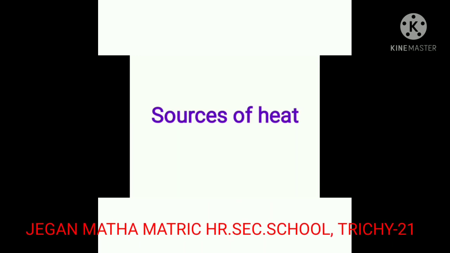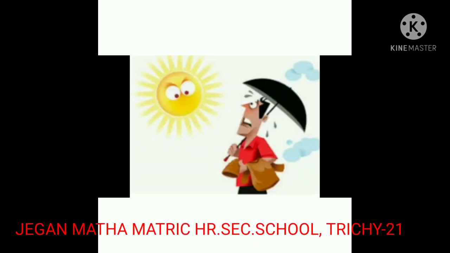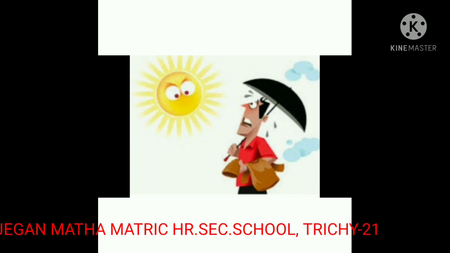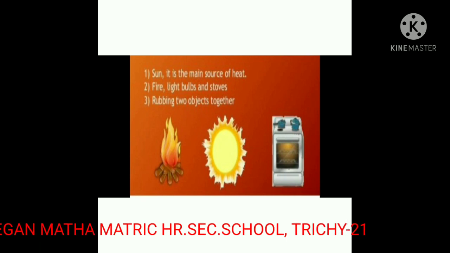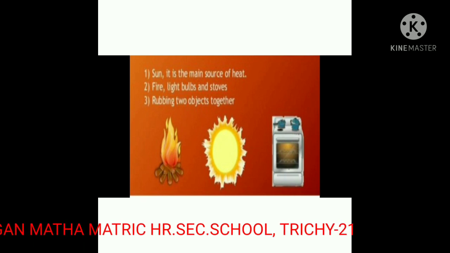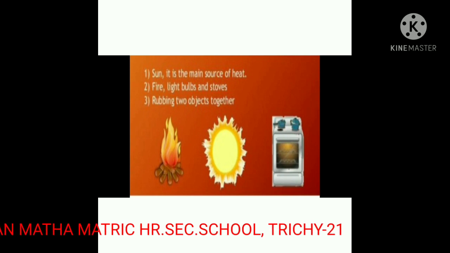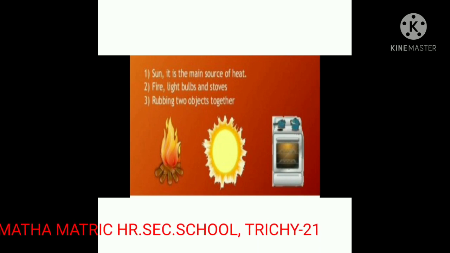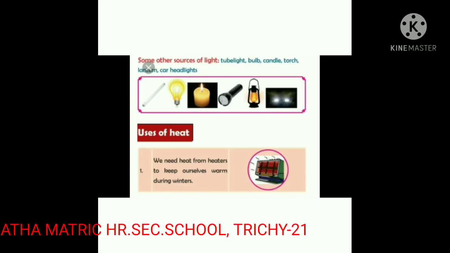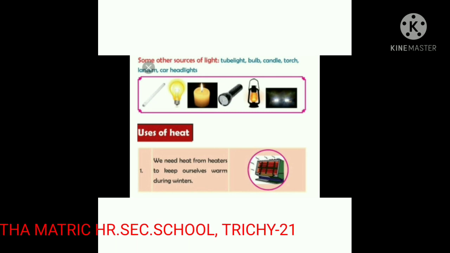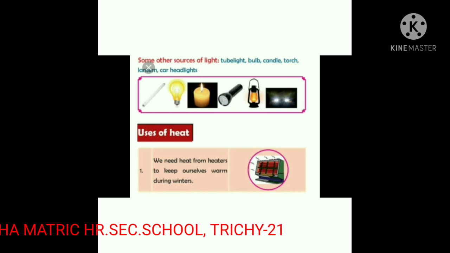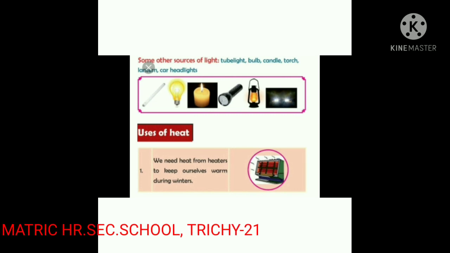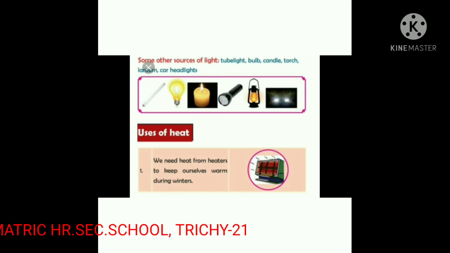Next, sources of heat. The Sun is the main source of heat. Fire, light bulbs and stoves are also sources of heat, and so is rubbing two objects together. Some of the sources of light are tube light, bulb, candle, torch, lantern and car headlights.